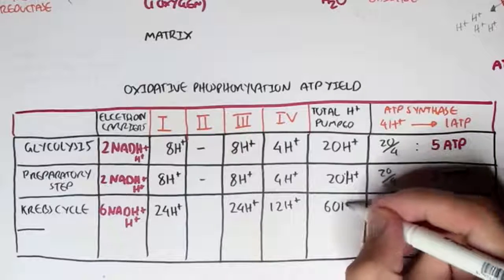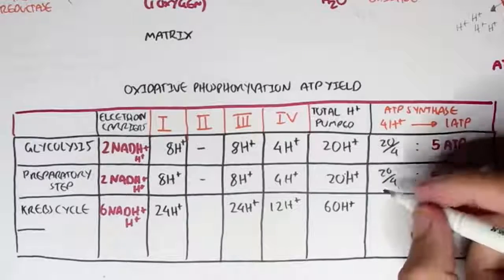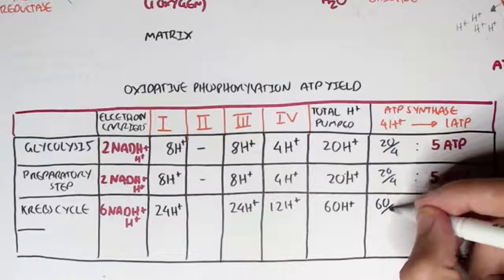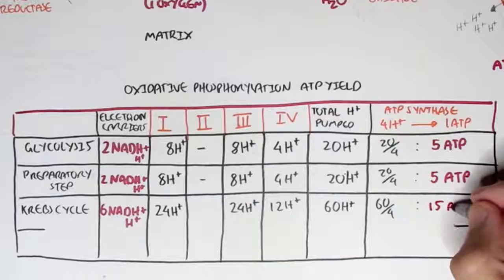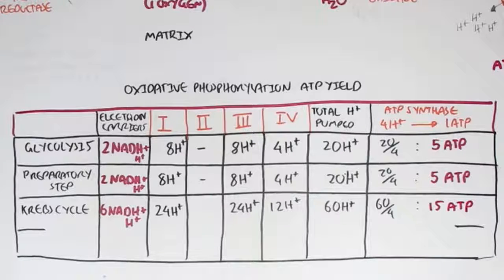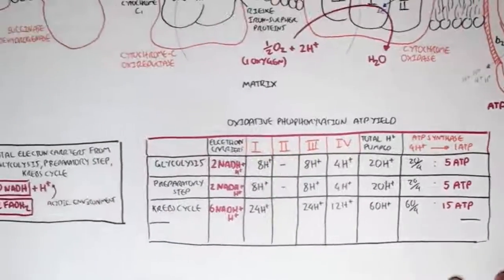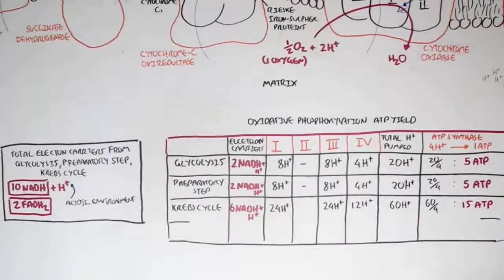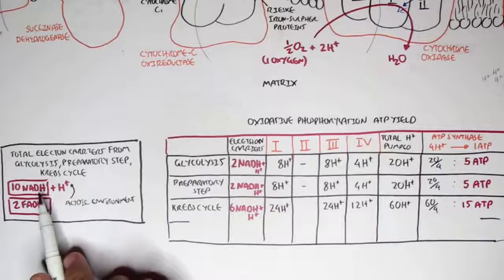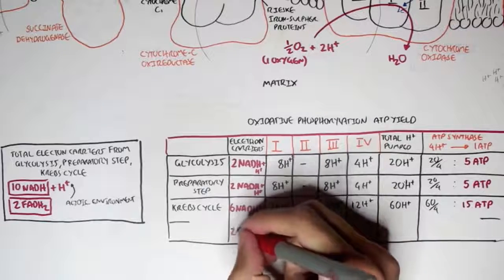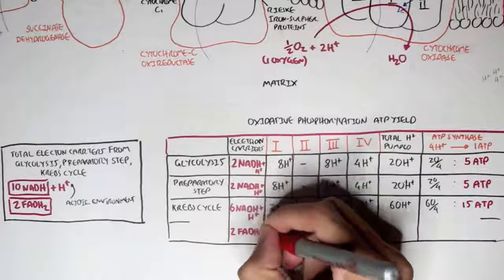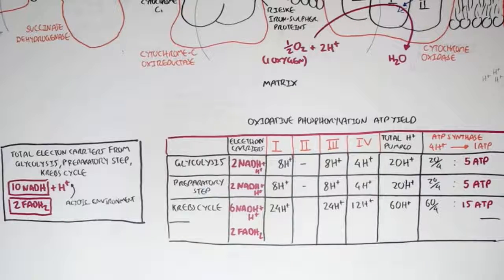And so how much ATP would this create? Just 60 divided by 4, because 4 hydrogen ions make 1 ATP, giving us 15 ATPs in total. The Krebs cycle, however, also produces 2 FADH2s, right? So what about these? Because we learned about NADH only in this diagram. We didn't learn about FADH. So where does FADH come into the picture? Well, it doesn't start at complex 1, surprisingly.